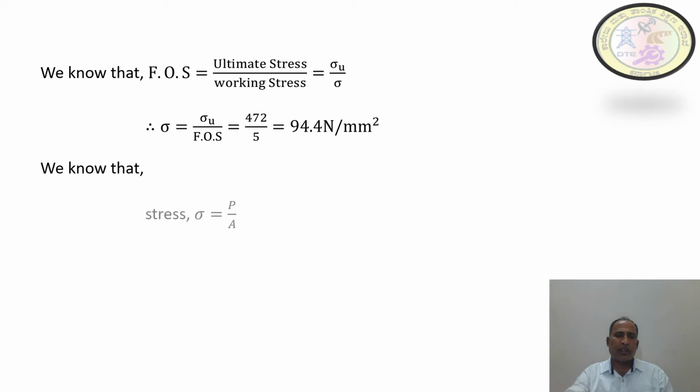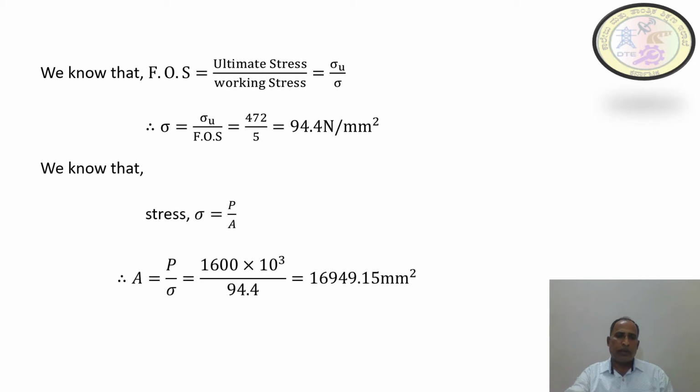Therefore stress sigma is equal to P by A. From this equation we can calculate the cross-sectional area of the hollow bar. A is equal to P by sigma, therefore 1600 into 10 raised to 3 divided by 94.4. So the cross-sectional area is 16,949.15 mm square.